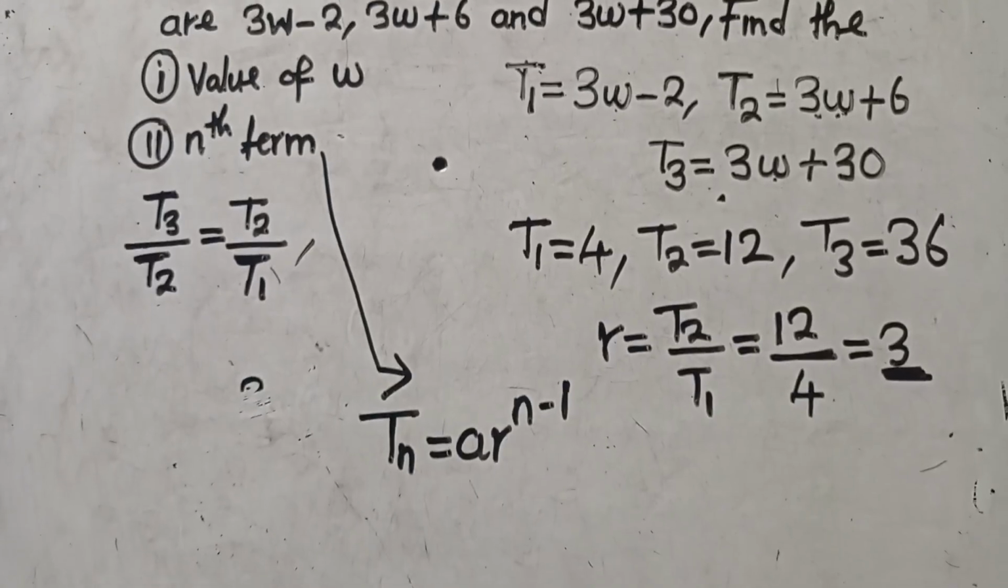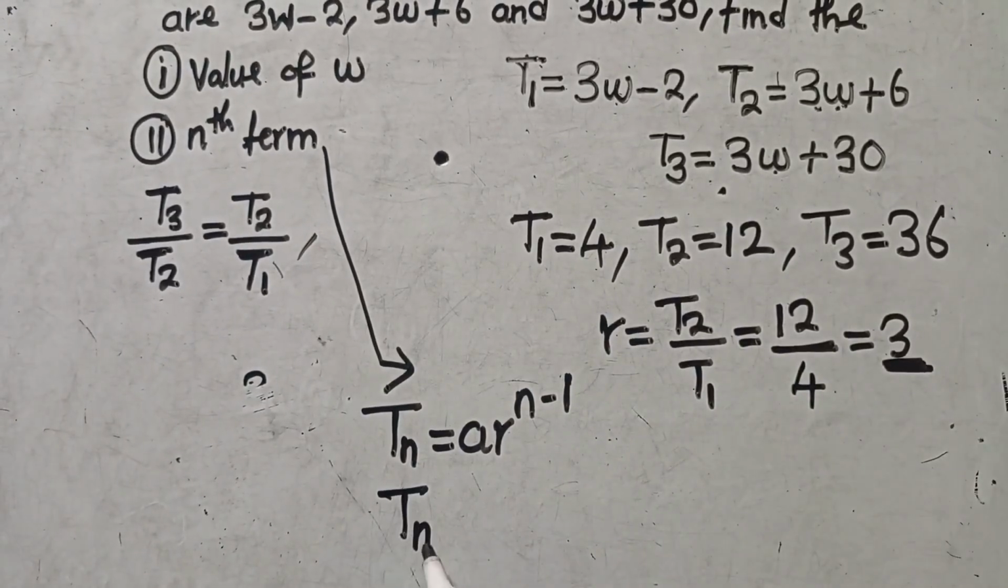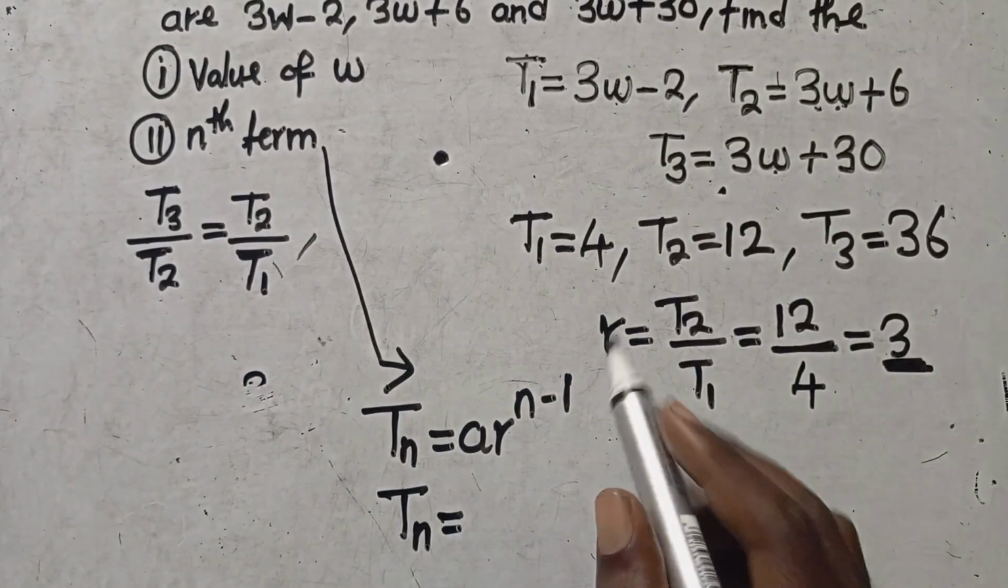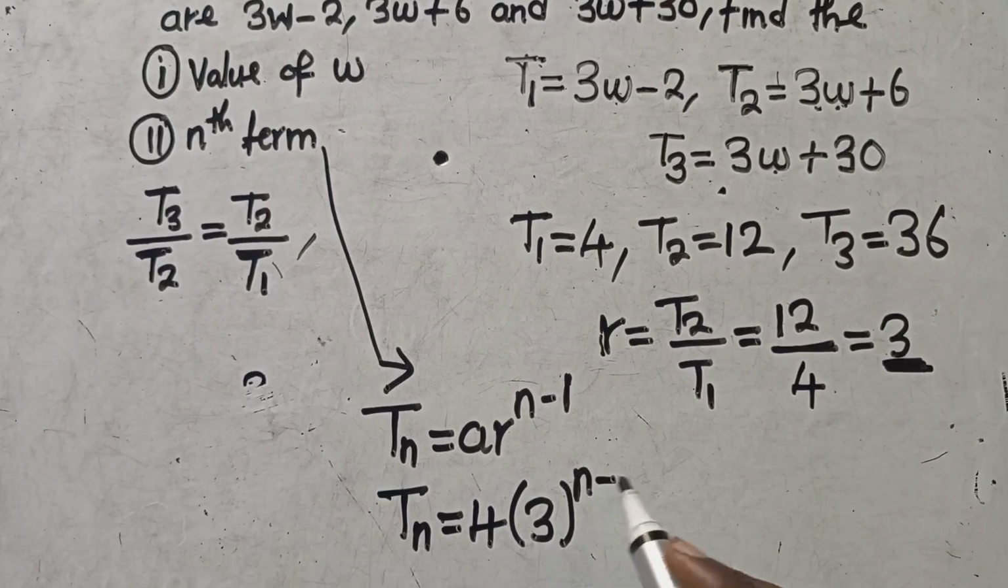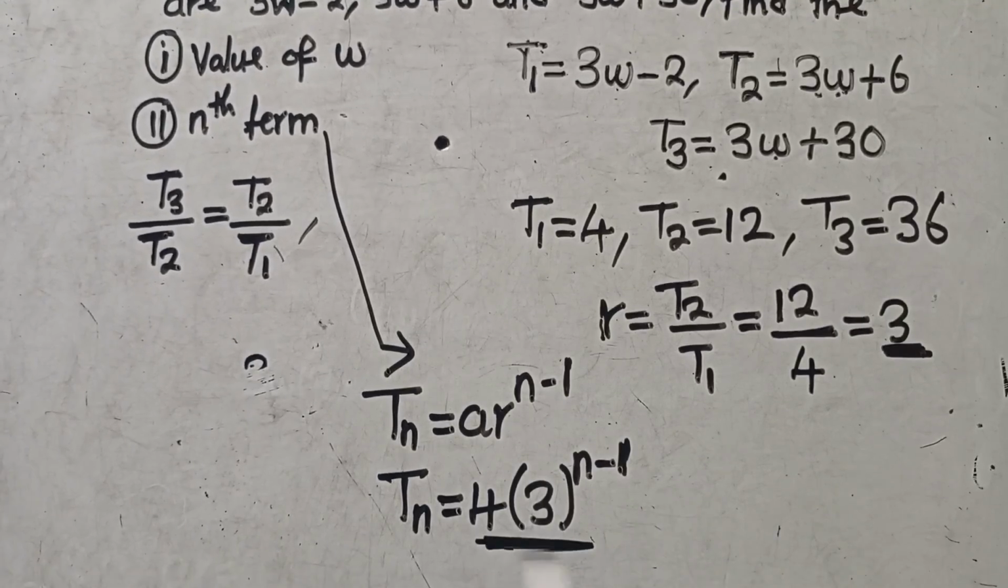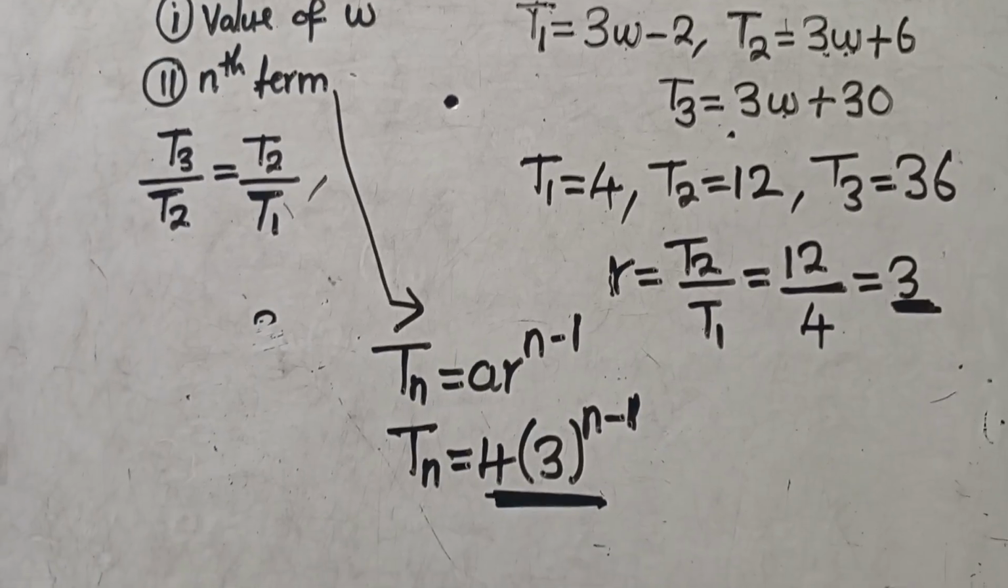So what I need to do is this. Tn is equal to, first term is 4. So I put a 4. Common ratio is 3. Then I just say n minus 1. This one is the formula for the nth term. This is what I need to do. I just need to end here. So this is where we end from.